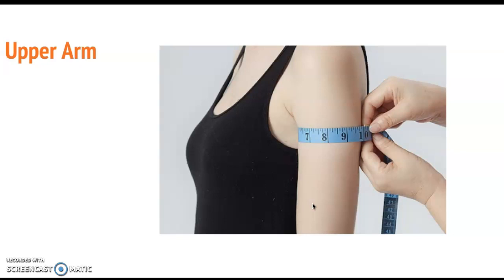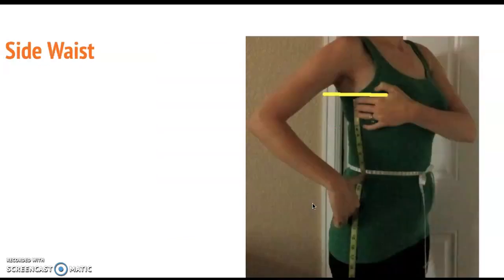So you just wrap the measuring tape around your upper arm. This one might be easier if you have somebody help you do it. Please do not be wearing a hoodie when you do this part. All right, we need your accurate upper arm measurement. And then your last measurement is your side waist.